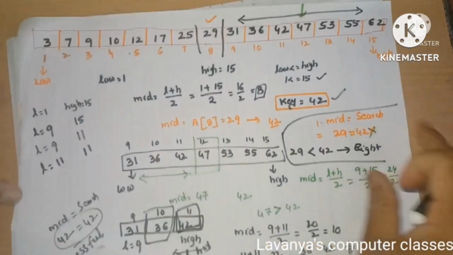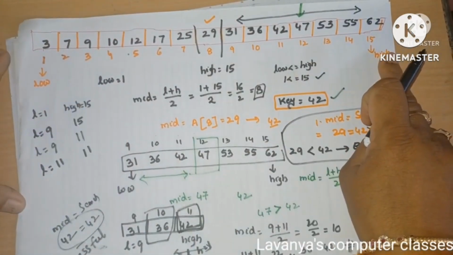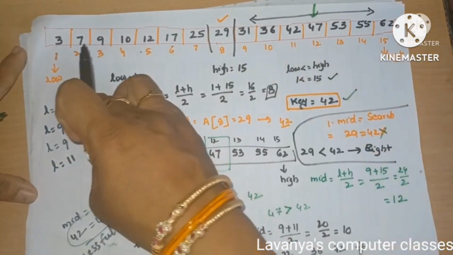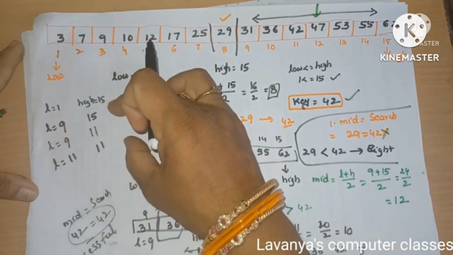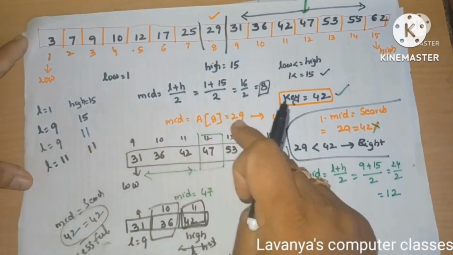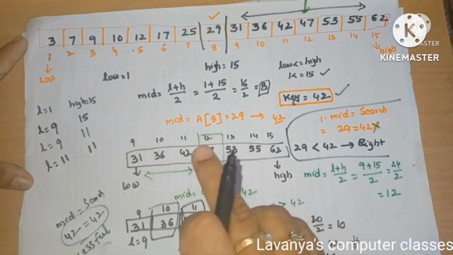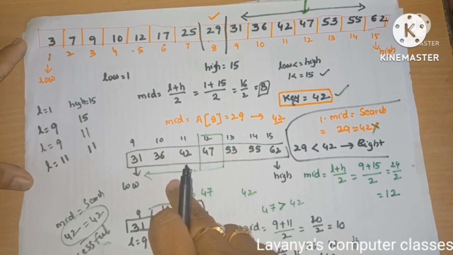Binary search. See here, out of 15 values, within 1, 2, 3, 4 iterations only, we get that successful search. This is the main advantage of binary search.